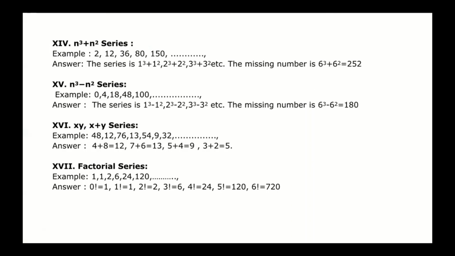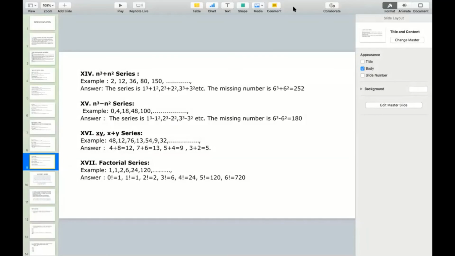You can see that 48, 4 plus 8, is 12. Now from this 12, there is no relation to getting 76. 76 came unique, right? It has no relation with the first two terms. Now 7 plus 6 gave you 13, right? Now you're not getting 54 from this 13. So these are such things which you will learn with practice. Series is a topic, guys, which needs a lot of practice.